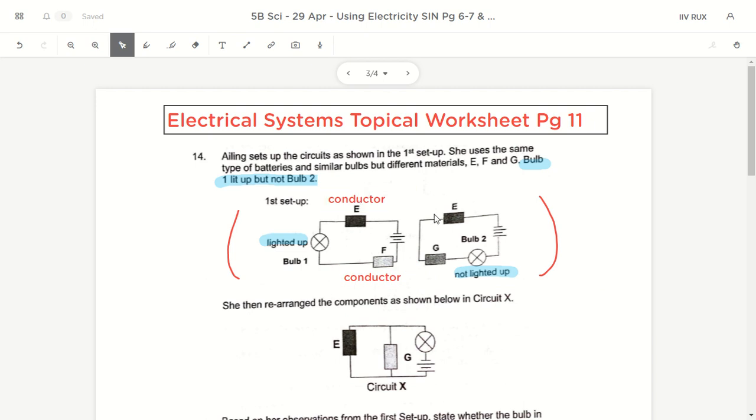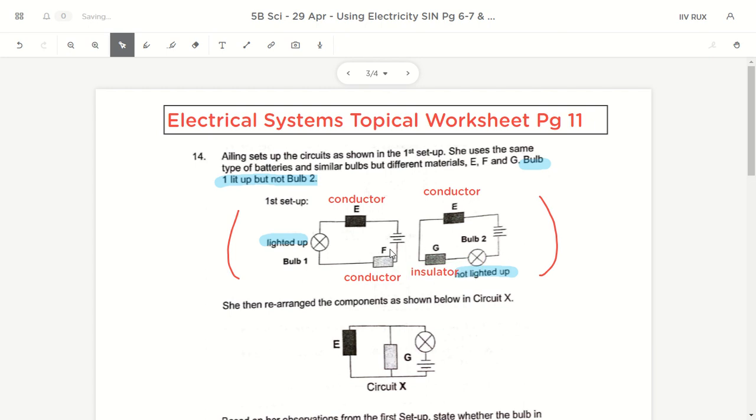So if E is a conductor, means that over here in the second circuit, this E is also a conductor. It looks like a closed circuit, but why didn't it light up? Because E is a conductor, but G must be an insulator. So you have to understand the diagram before you answer the question. So there's a lot of understanding to do first, especially in P5 now.